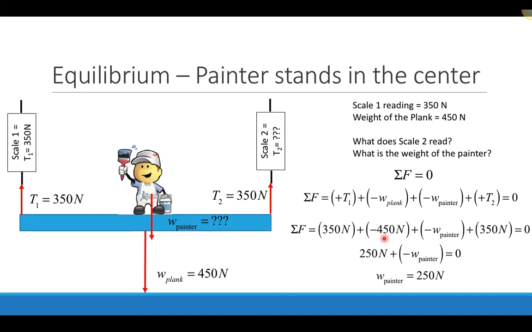So if I put those values in, the tension on the left is 350, the weight of the plank is negative 450, the weight of the painter, plus the tension on the right-hand side, which is positive, and they have to equal 0. So 350 and 350 is 700. Subtract 450, I get 250. And so the weight of the painter for these forces to add up to 0 has to be 250 newtons.